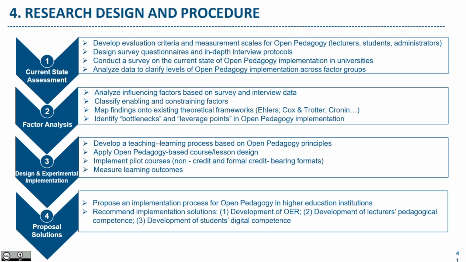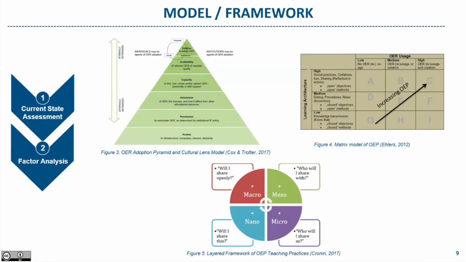In phase 3, I design the experimental implementation. I will focus on developing a teaching and learning process based on open pedagogy principles and on the survey and questionnaire results from phase 1 and phase 2. I base this on famous open education practice model frameworks. When I made the literature review, I looked for three models or frameworks suitable to my study: the OER adoption pyramid, the matrix model of open education practice, and the open education practice for teaching framework from 2017.